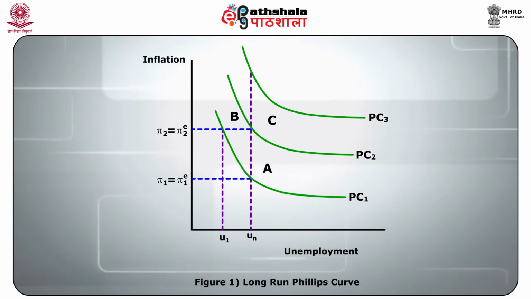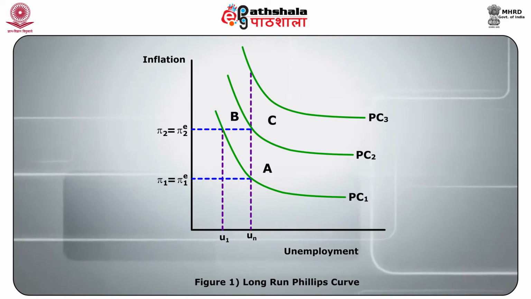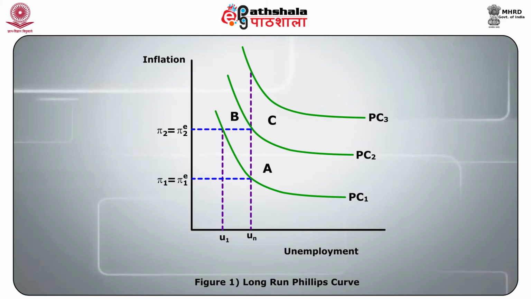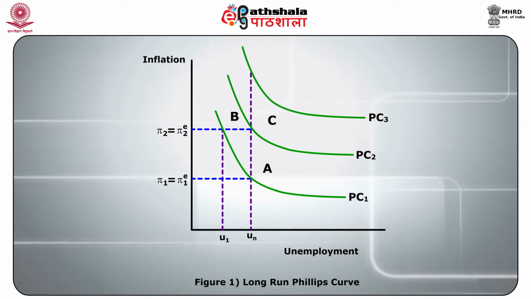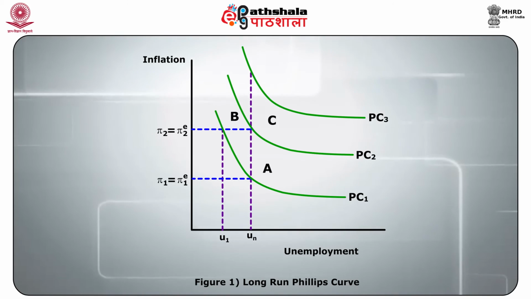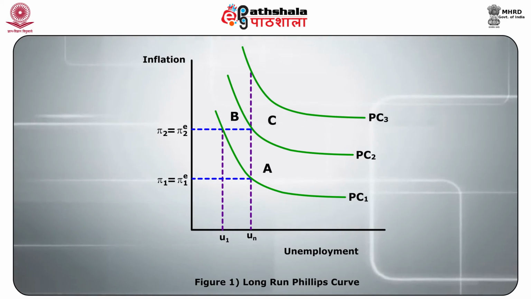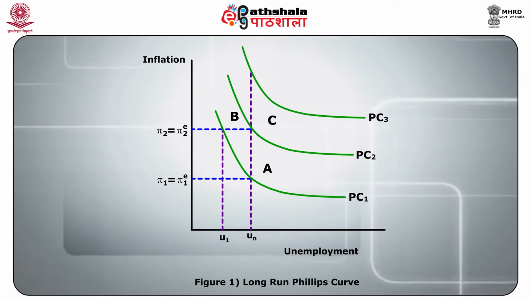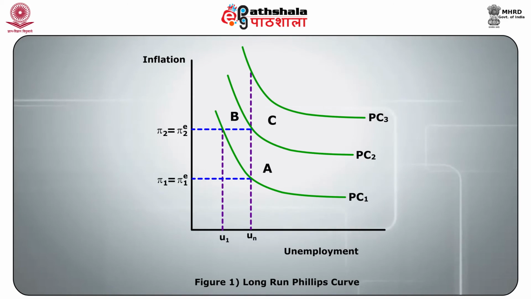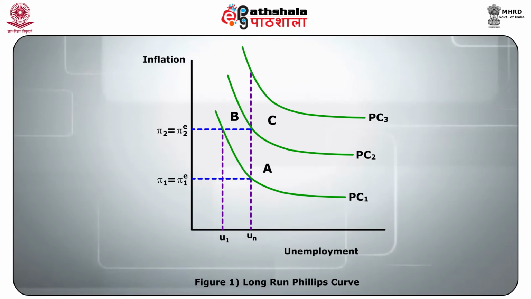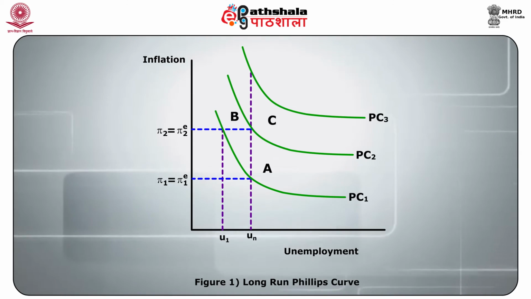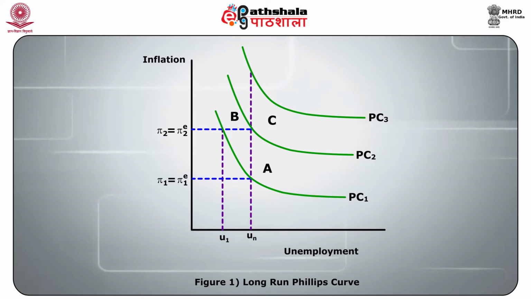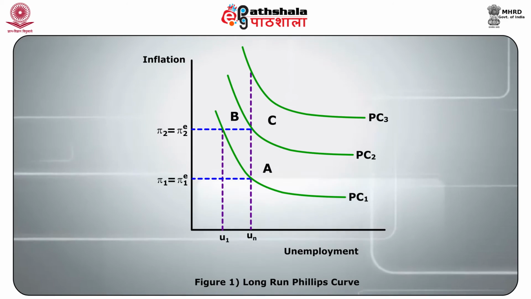For example, PC1 is drawn with expected inflation of pi 1 to the power e. At point A, when actual inflation is pi 1 equal to expected inflation, that is pi 1 to the power e, unemployment is at the natural rate, that is at un. Suppose there is a growth in the nominal money supply which takes the economy to a short run equilibrium point B, resulting in lowering the unemployment rate to u1 and increasing the inflation rate to pi 2.